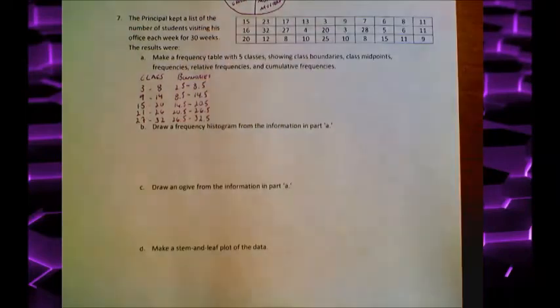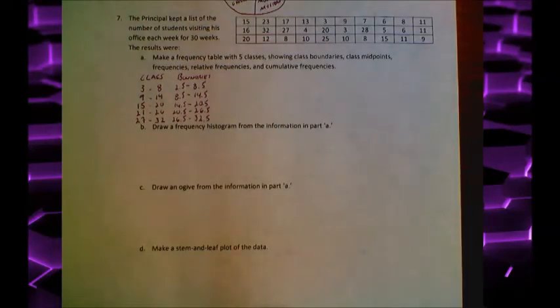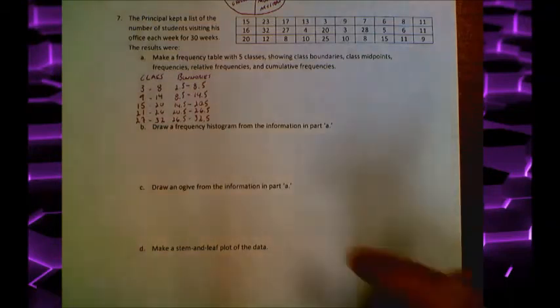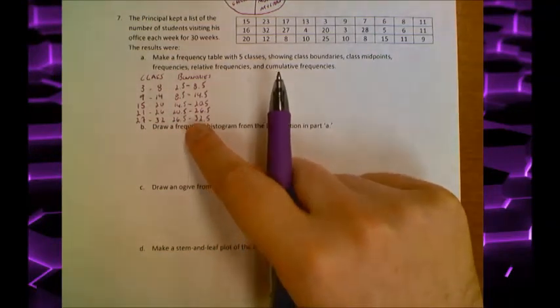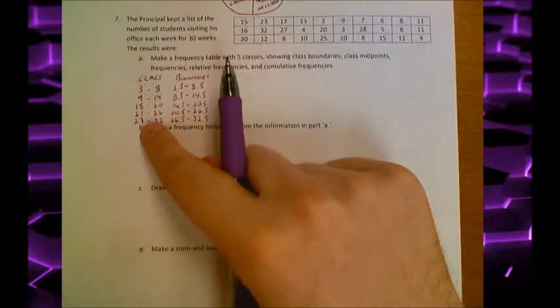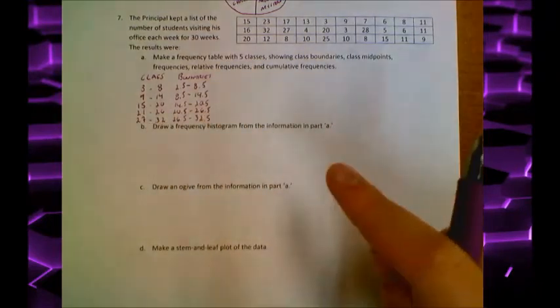Now those boundaries really tell us what we're going to see as our breakpoints on our histogram. That's the main purpose of us even writing those down. But the class is where the data is actually going to fall into.